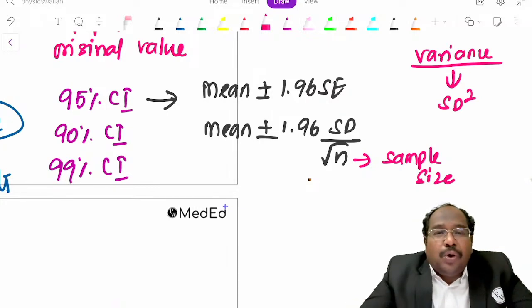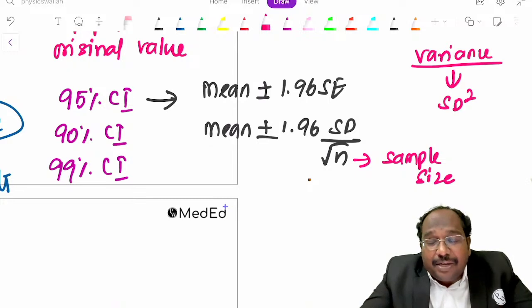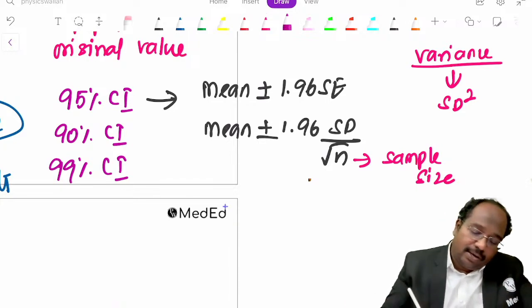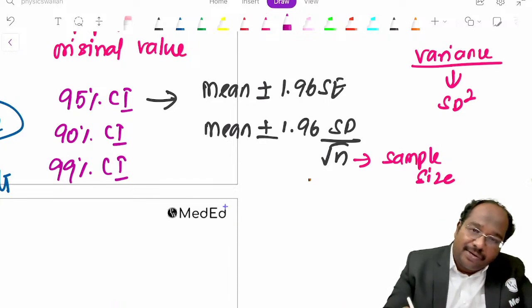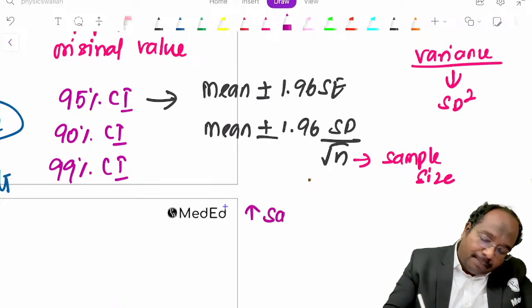Now, when will the confidence interval increase? What is the relationship between sample size and the confidence interval? The more the sample size.